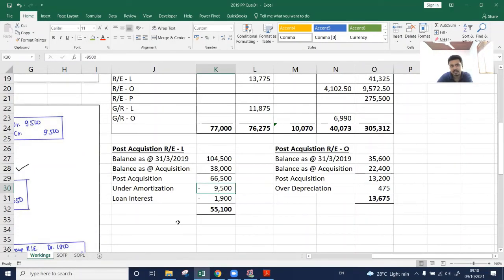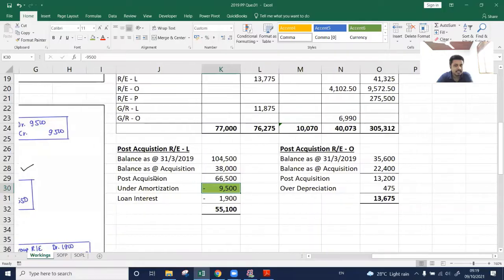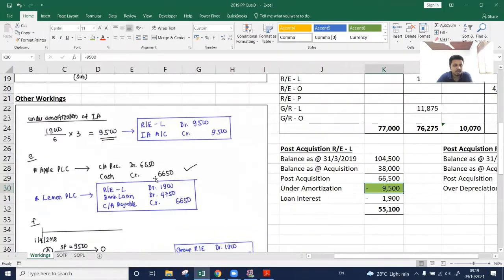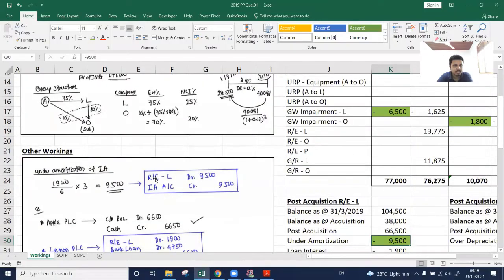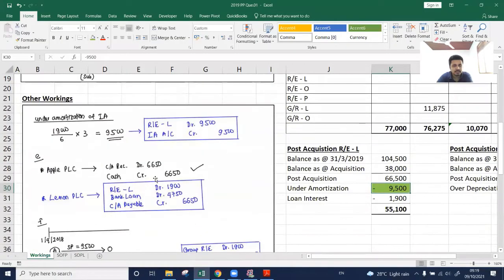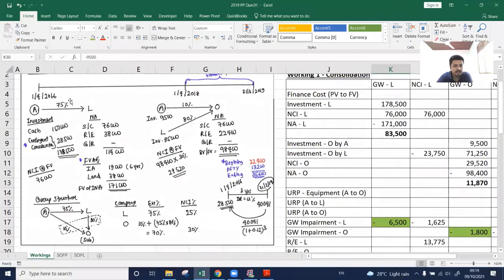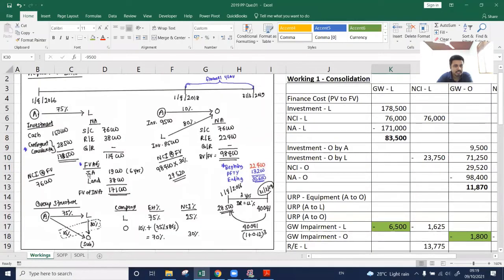9,500, under amortization of 9,500. But again, this 9,500 is for how many years? See, as at the acquisition date, we had a fair value adjustment which has resulted in an intangible asset worth 19,000, and the useful life was assessed as 6 years.